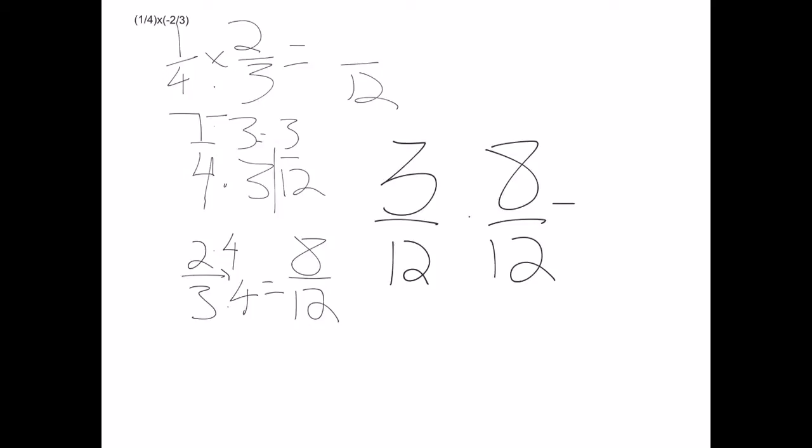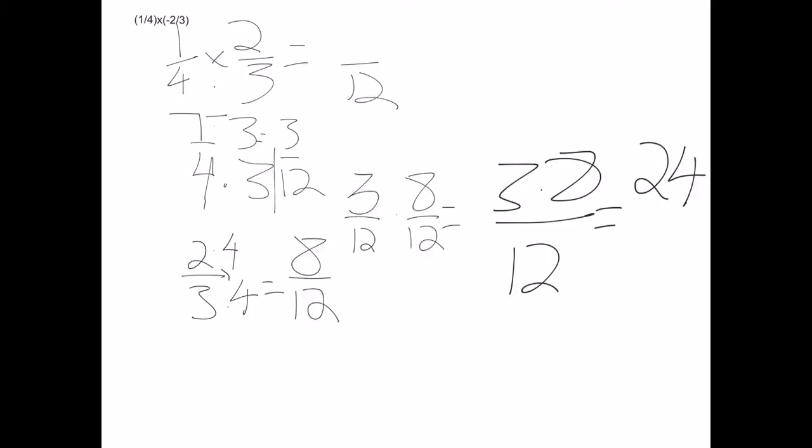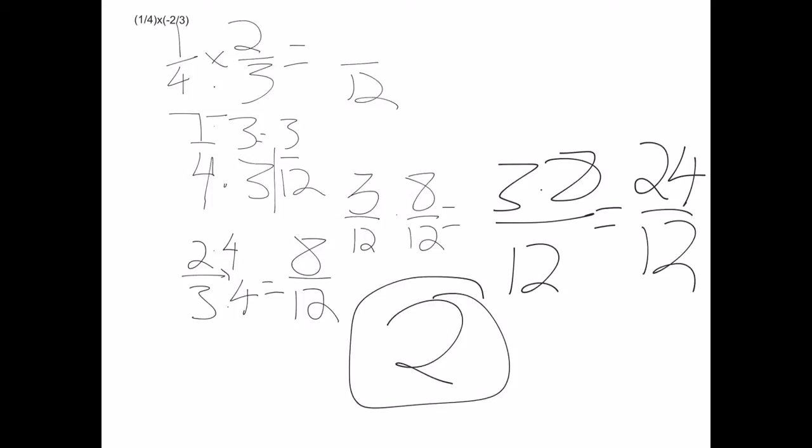In order to make this much simpler, there's an easier step. 3 times 8 over 12. 3 times 8 equals 24 over 12. This is obviously not in simplest form, and 12 can go into 24 twice. Your answer is 2.